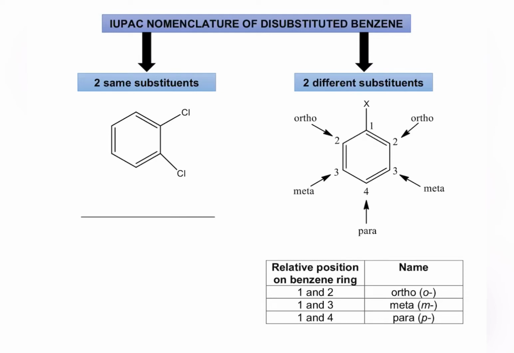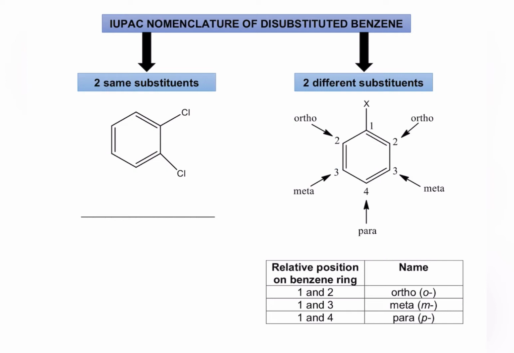Assalamualaikum and hello. Let's continue with IUPAC nomenclature of disubstituted benzene. Di means two, so it means that you have a benzene with two substituents attached to it. So there are two cases here.